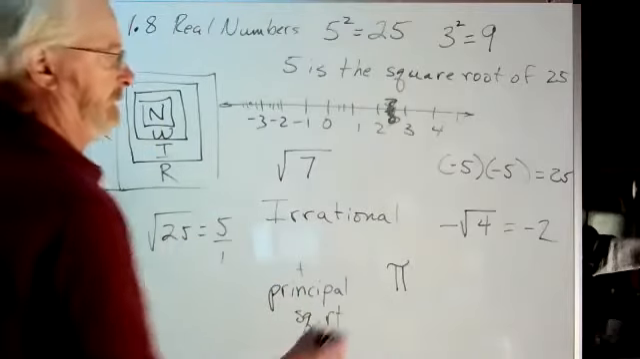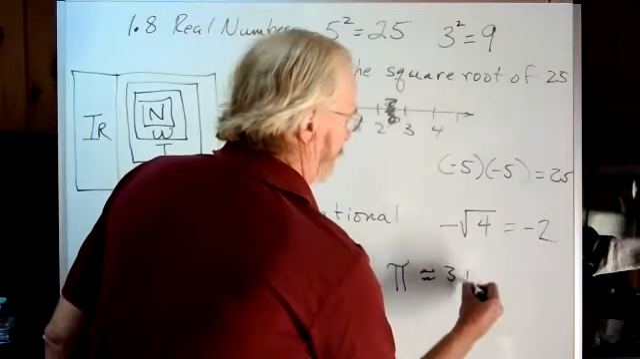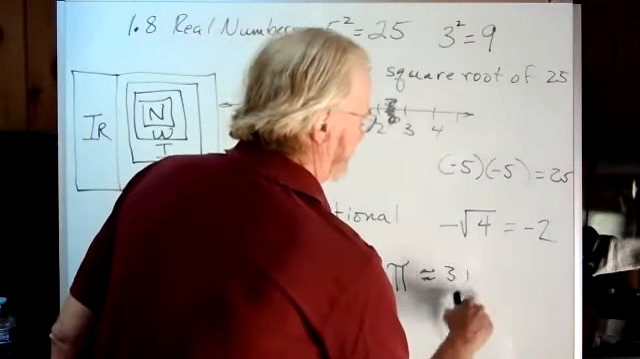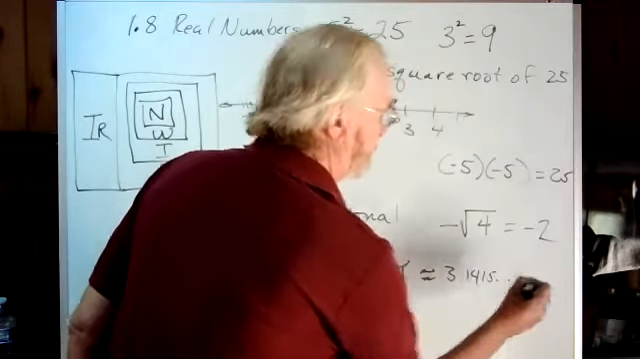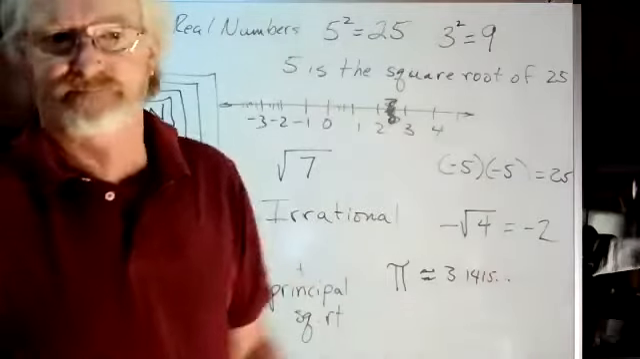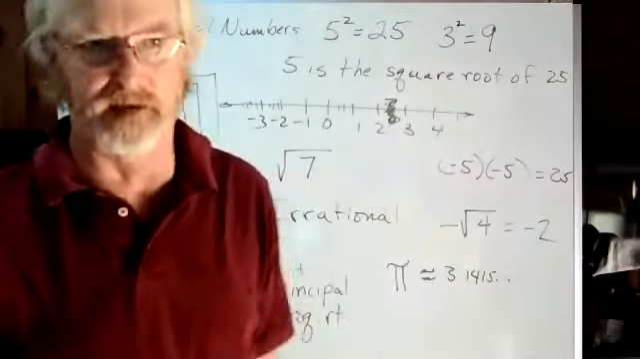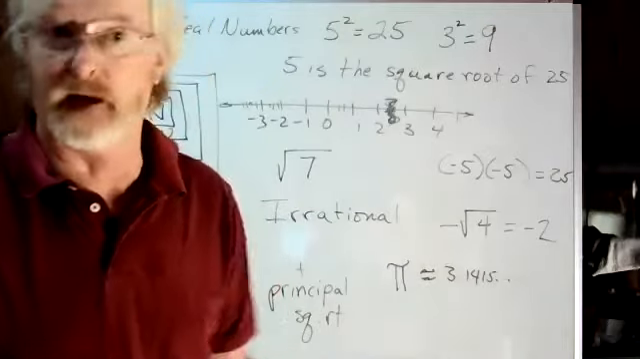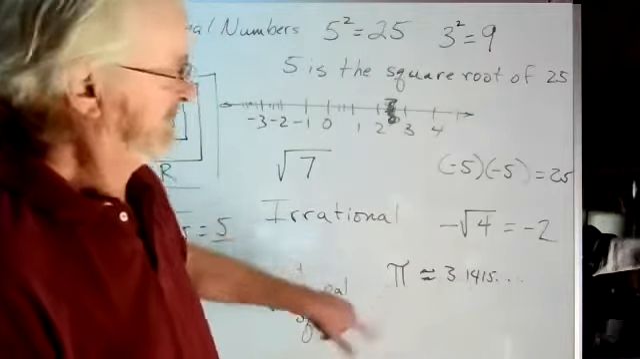Approximately 3.14. I think it's 3.1415, and then it goes on and on and on, but it doesn't repeat, it doesn't stop, there's no pattern. Computers and mathematicians have calculated millions of place values for pi, and it never stops or works out evenly. It's definitely an irrational number.